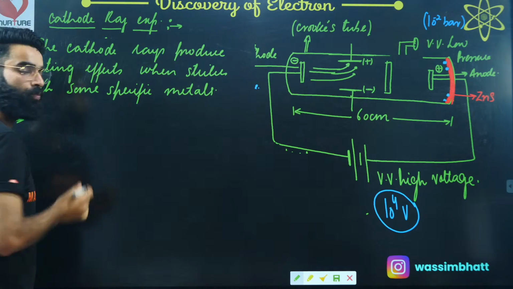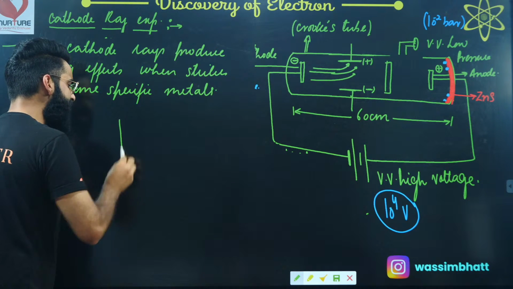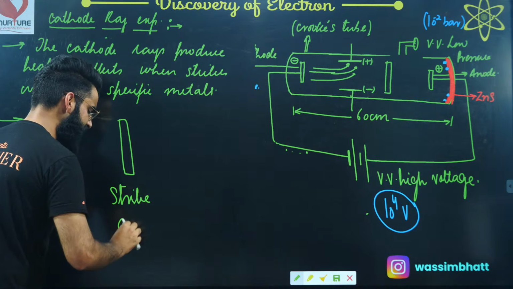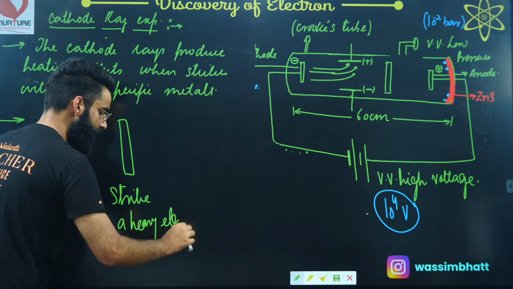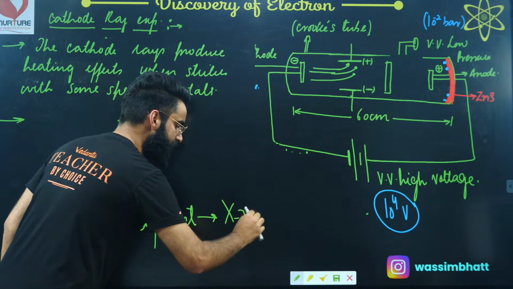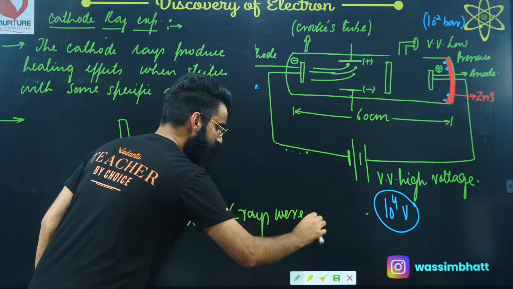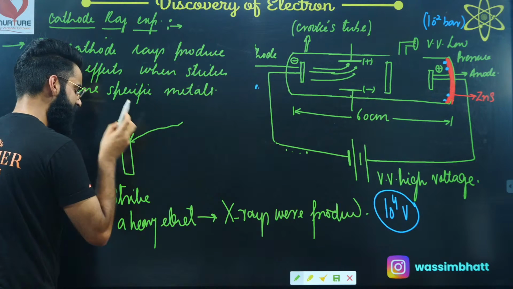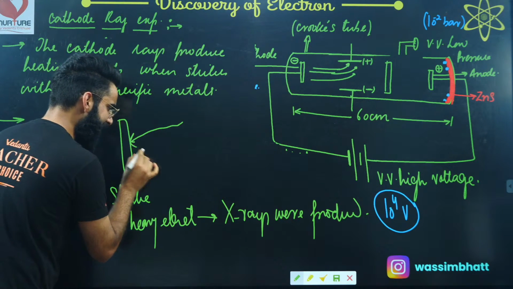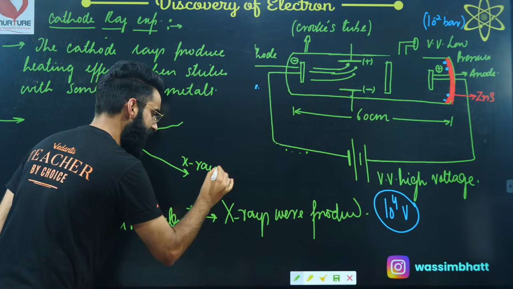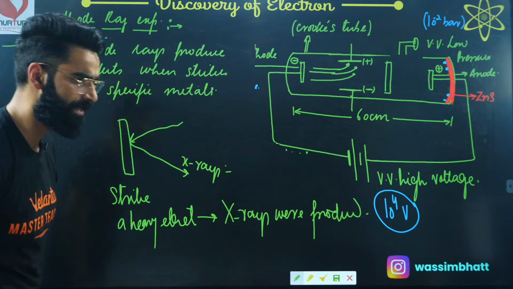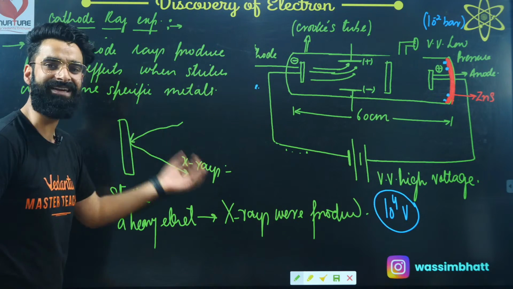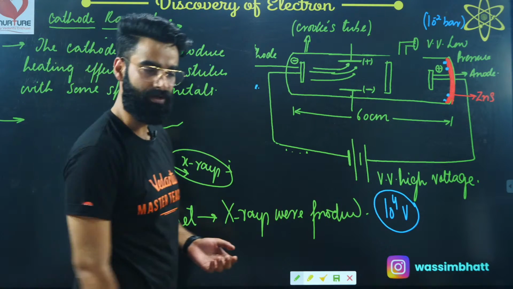At the same time, he observed one more thing. When these cathode rays strike a heavy element, X-rays are produced. I want you guys to take note of this statement as well. When cathode rays strike some heavy metals, X-rays are generated. This is one more thing you need to remember, and it was one more conclusion made by J.J. Thomson.